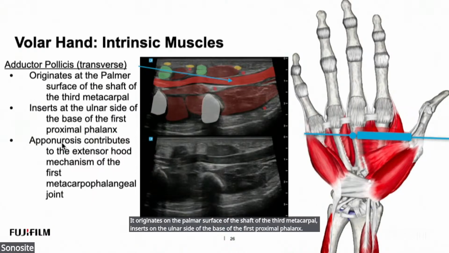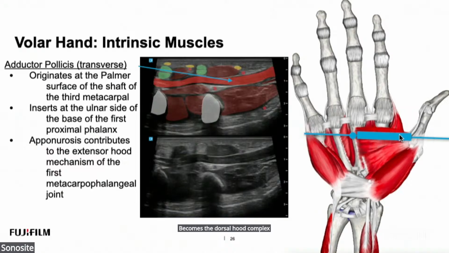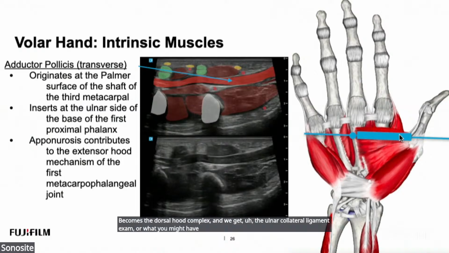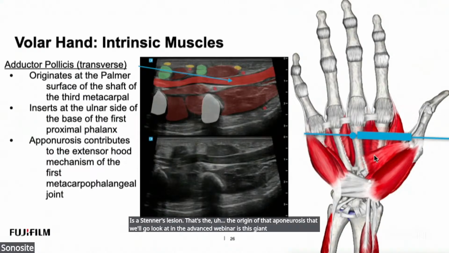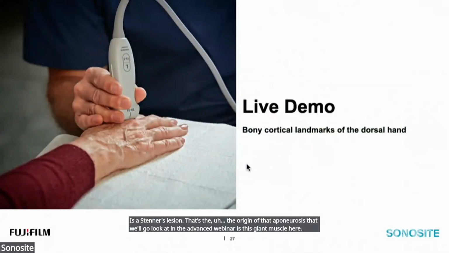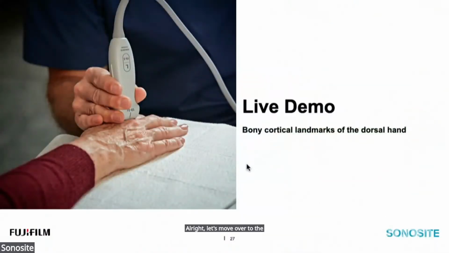It does have that contributing aponeurosis that we'll talk about in the advanced webinar as it wraps around, becomes the dorsal hood complex, and we get the ulnar collateral ligament exam, what you might have heard of as a Stener's lesion. That's the origin of that aponeurosis that we'll go look at in the advanced webinar, is this giant muscle here. All right, let's move over to the live demo.